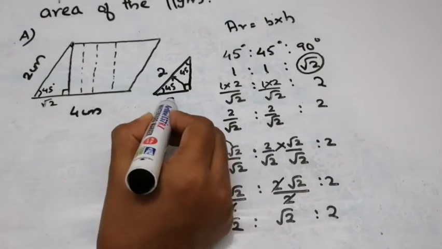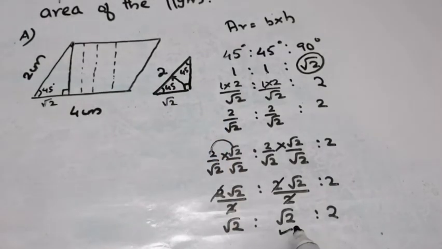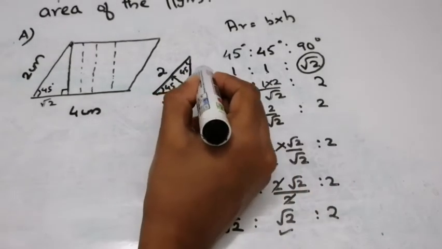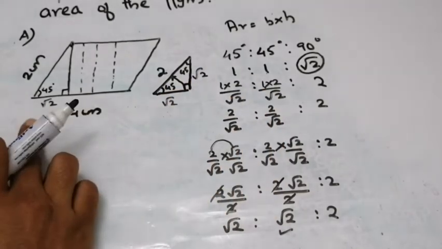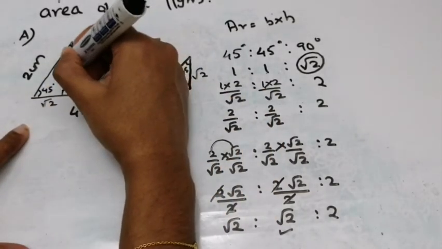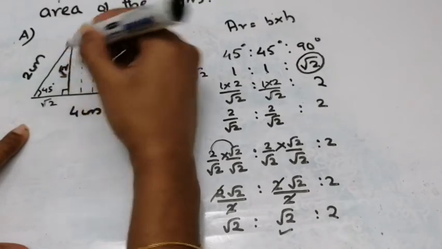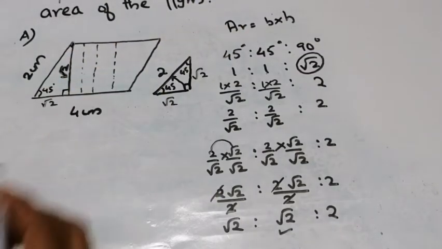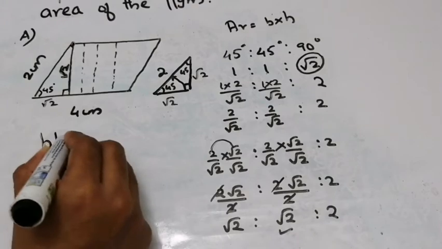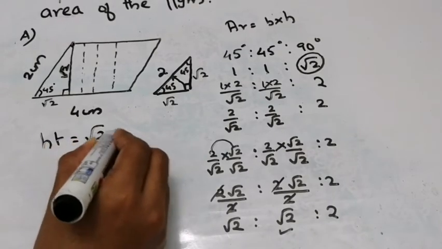Let me mark here root 2. And what is the side opposite to the other 45 degree also? Root 2 only. So now let us mark these things in the figure. Here it is root 2, and here also it is root 2. So what is the height of the figure we got? Yes, we got the height of the figure as root 2 centimeter.